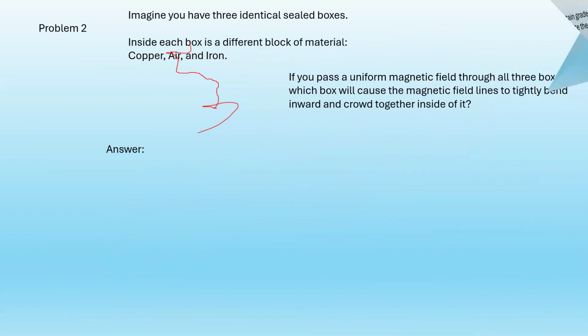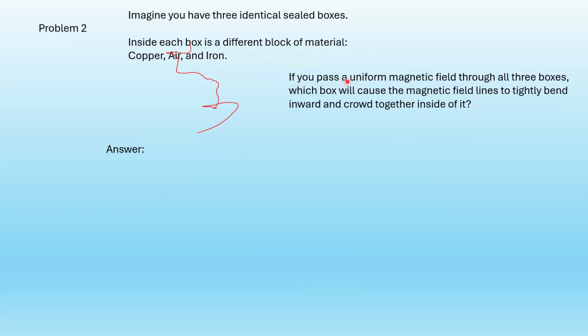Last slide. Alright, problem 2. Imagine you have 3 identical sealed boxes. Let's say those boxes are made out of plastic, which is quite neutral. Inside each box is a different block of material. In one box there's copper, in the other box there's air, and in the third box is iron. And then here's the question.